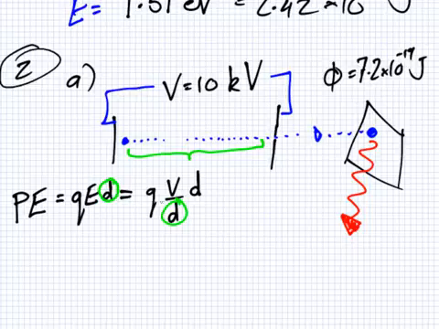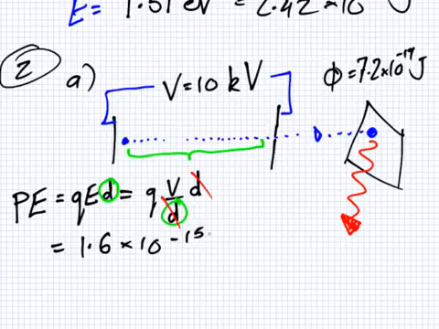So now the D is the same. Yeah, it cancels. So, charge of an electron is a constant, and the voltage is 10,000. So the energy is 1.6 times 10 to the minus 15 joules.